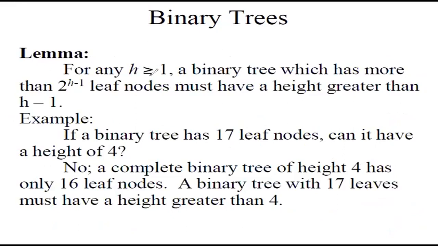After that, for any tree with height greater than or equal to 1, a binary tree which has more than 2 power h minus 1 leaf nodes must have a height greater than h minus 1. Suppose a binary tree has 17 leaf nodes, can it have a height of 4? A complete binary tree of height 4 has only 16 leaf nodes. A complete binary tree means all the vertices each have 2 children and the leaves are at the same level. So 16 means the height will be 4. What will be the height if the leaves are 17? Obviously, it will be greater than 4.